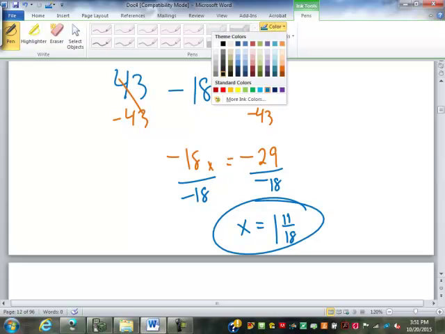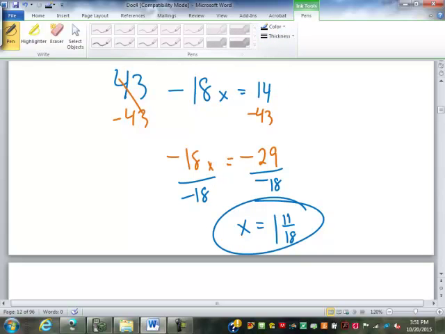Sorry about that. What do you think? How many got this one right? 1 and 11/18. There's at least a couple hands. Cool.